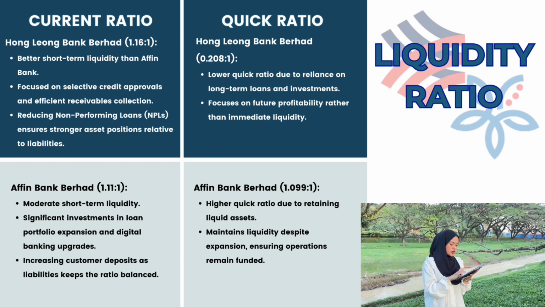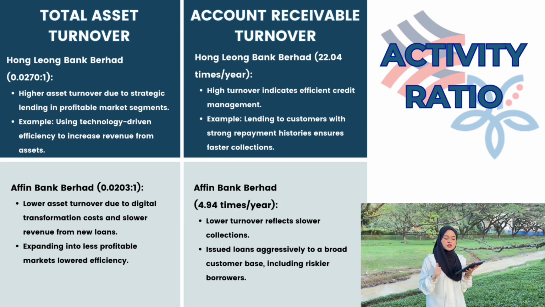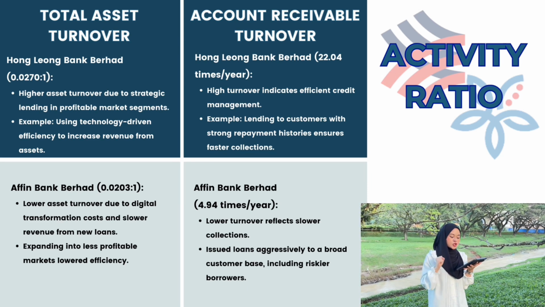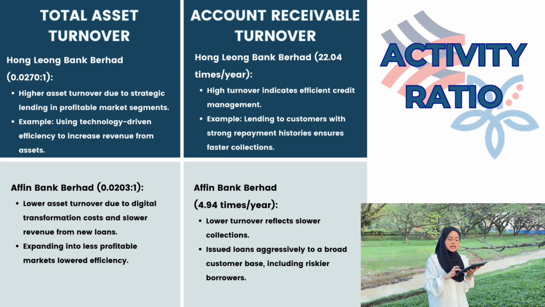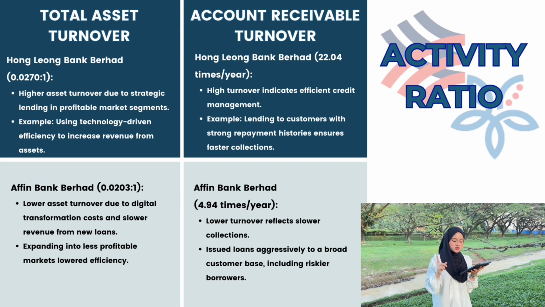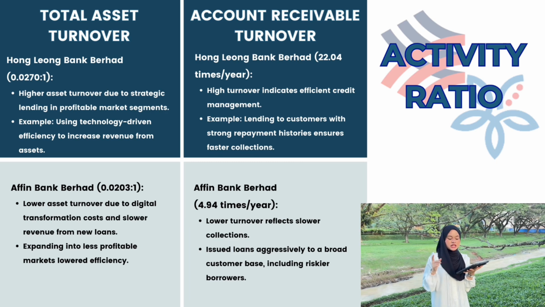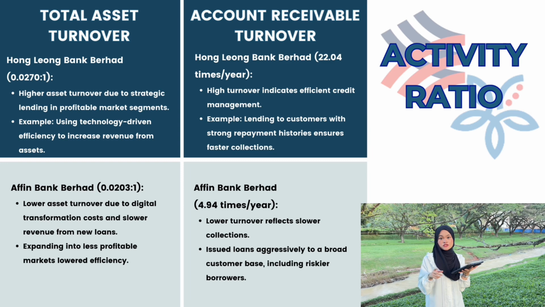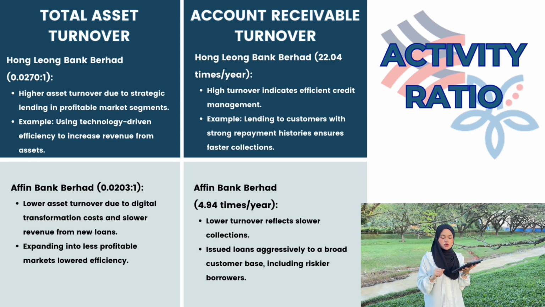And next, we're moving on to activity ratios. Total asset turnover. Hong Leong Bank achieved a total asset turnover of 0.027021, showing better asset utilization due to technology-driven operations and selective lending last year. And Affin Bank's ratio was 0.02031, reflecting slower revenue generation as it expanded into less profitable segments and invested heavily in digital transformation.